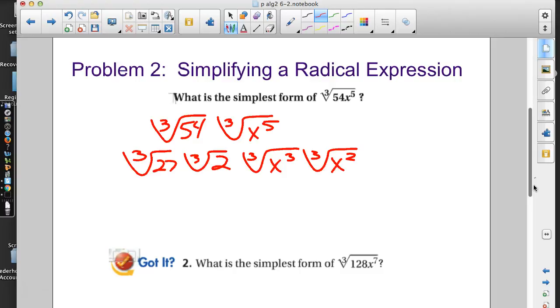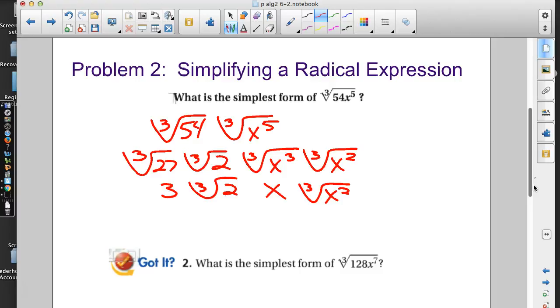Well, like yesterday, about how they're not always going to be perfect. So, cube root of 27, what is that? 3. Cube root of 2, something very nasty. In your calculator, nasty decimal. Now stay clear of that. Cube root of x to the third, well, that's x. Cube root of x squared, you can't do any more with that. Remember yesterday I said the ugly remainder stuff has to stay under the ugly radical.